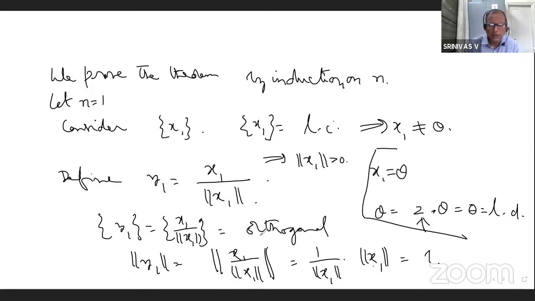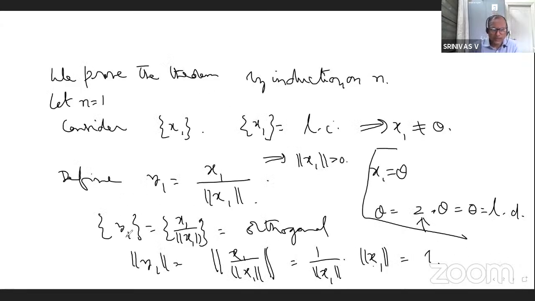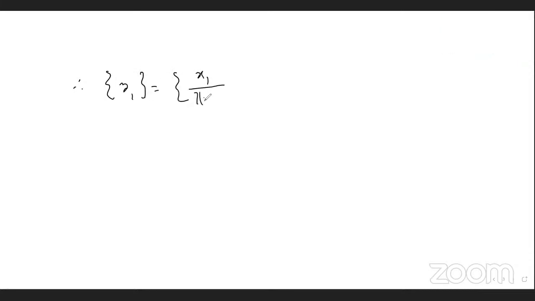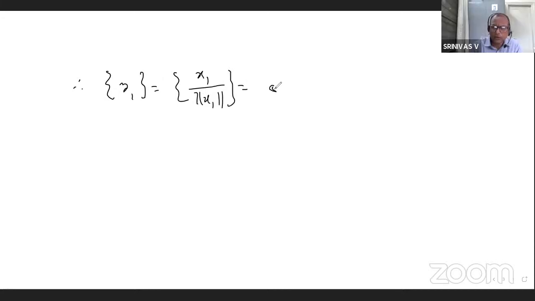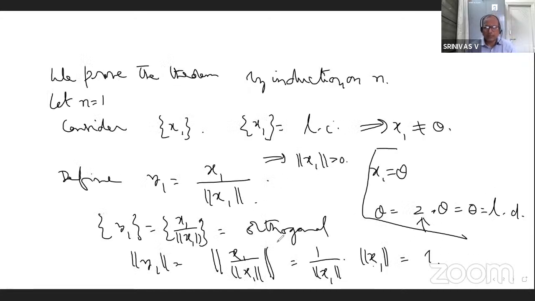So we have that this set becomes orthonormal. Therefore, y1 equal to x1 by norm x1 is orthonormal, because it is orthogonal and also its size is 1. Therefore, this set becomes orthonormal. Okay, and we'll show that the linear span of the singleton x1 is the linear span of this vector y1.